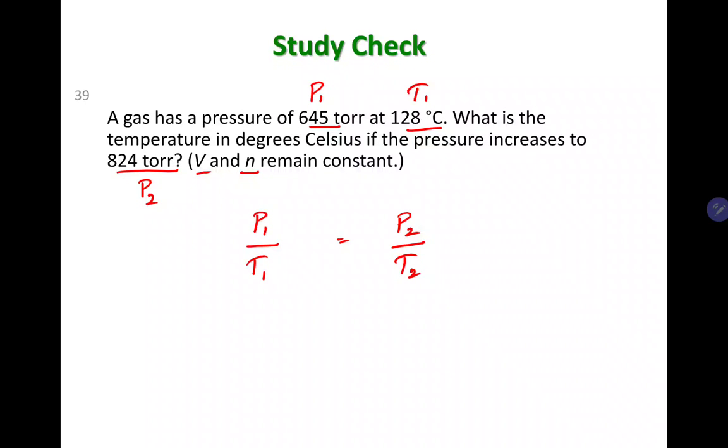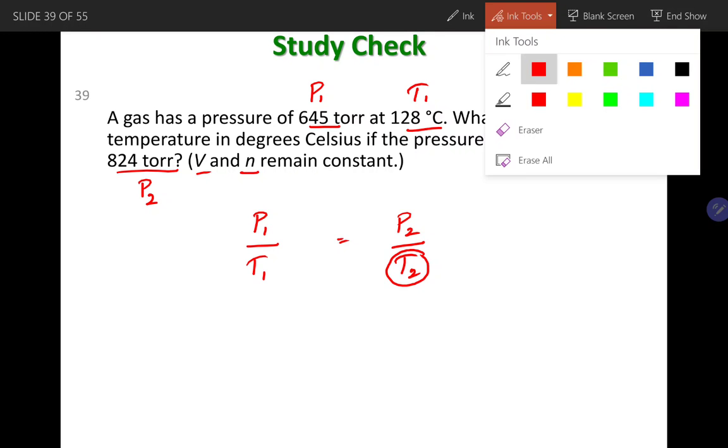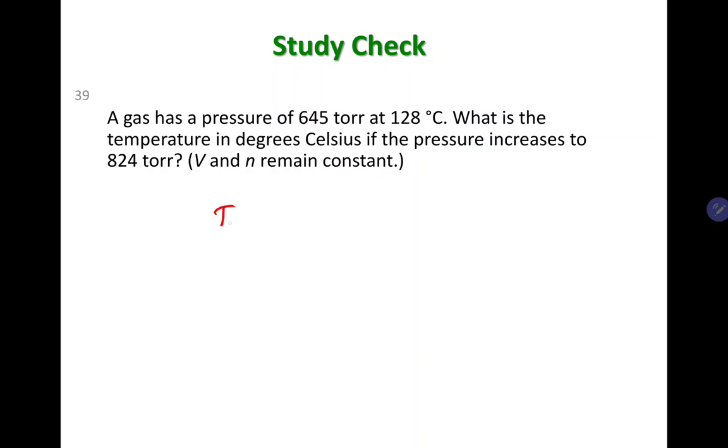Here's the thing, we know all the terms but T2. So we have to rewrite this equation as a function of T2. If you rewrite this equation as a function of T2, it will be T2 equals T1 times P2 over P1. This is the equation that you get, and of course, you know all the terms.